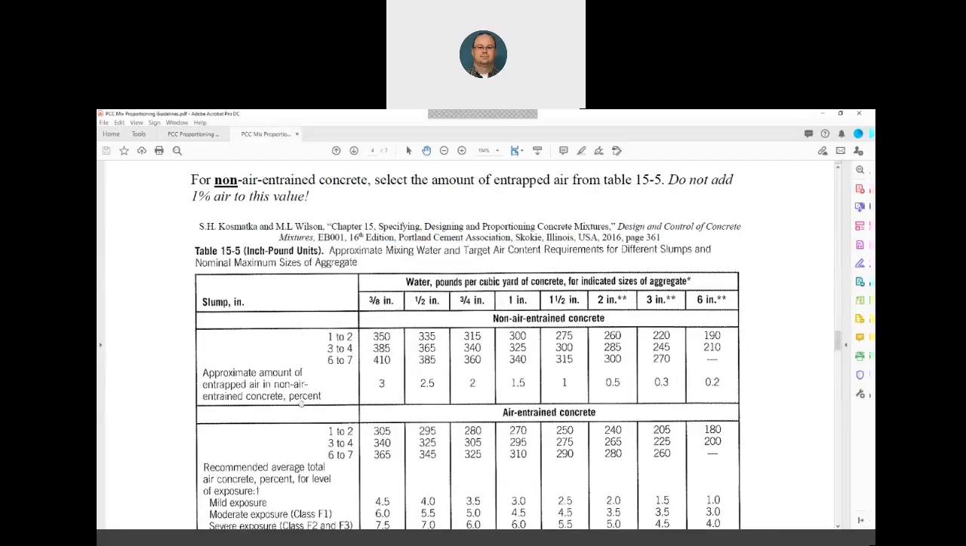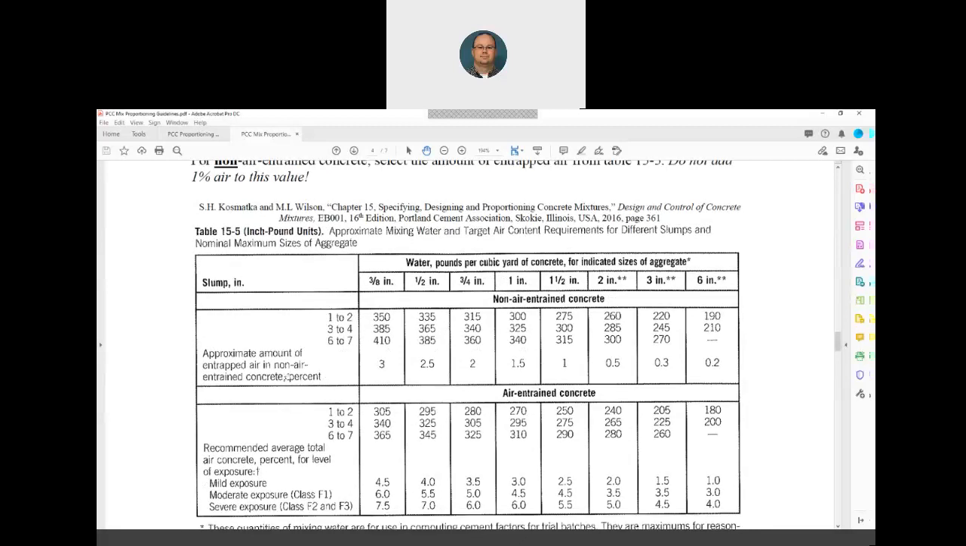Okay. So Table 15.5. So this is my slump: 1 to 2, 3 to 4, 6 to 7. All right, water. So here we go. We have water in pounds per cubic yard of concrete for the indicated size of aggregate. Here is our aggregate size: 3/8, ½ inch, 3/4, 1 inch, inch and a half, 2, 3, 6. Here is our air, and so this is the water value. This is our air entrained value.